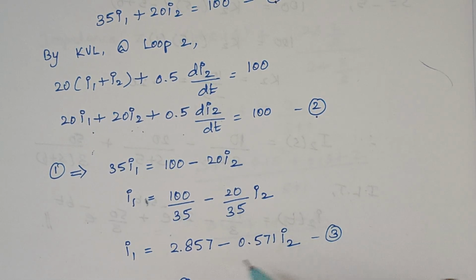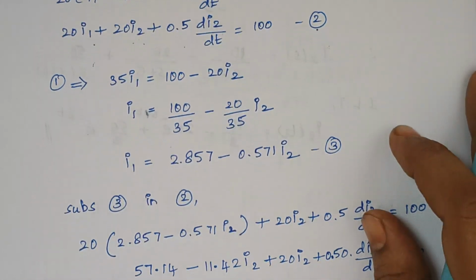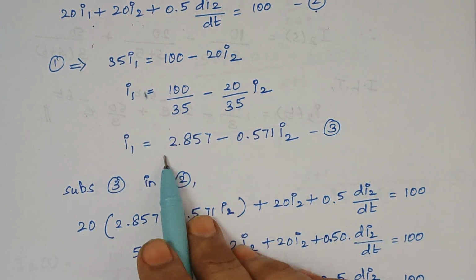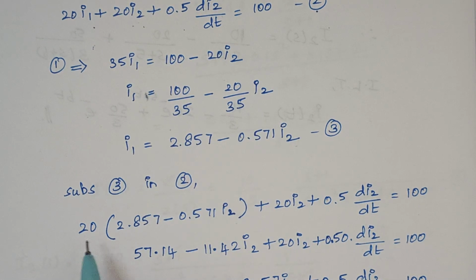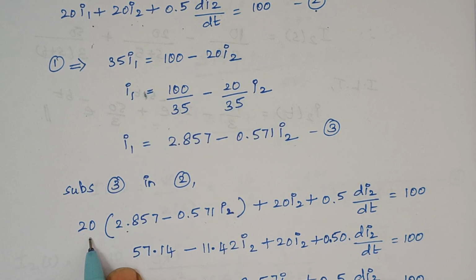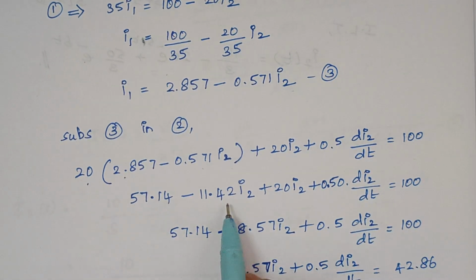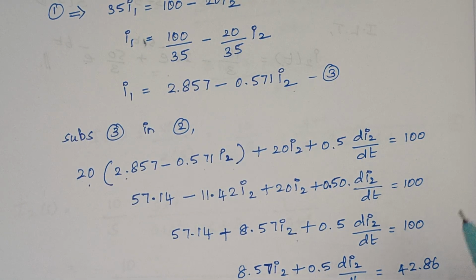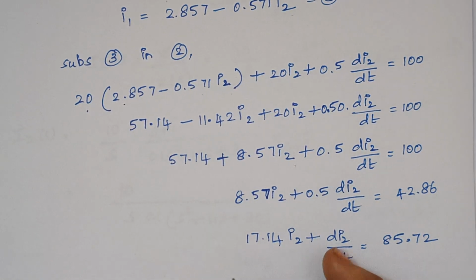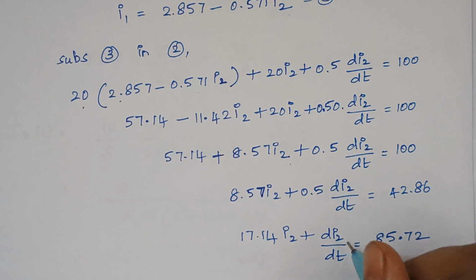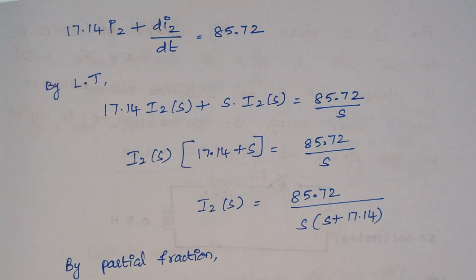Now substitute this 3 in your 2. When you substitute, what happens? In the place of I1, I am substituting these values. After substituting, the next step is multiplying this expression with this 20, and again we are simplifying. I am combining these I2 terms together. So finally, I am ending up with an expression like this: 17.14 I2 plus di2 by dt is equal to 85.72.